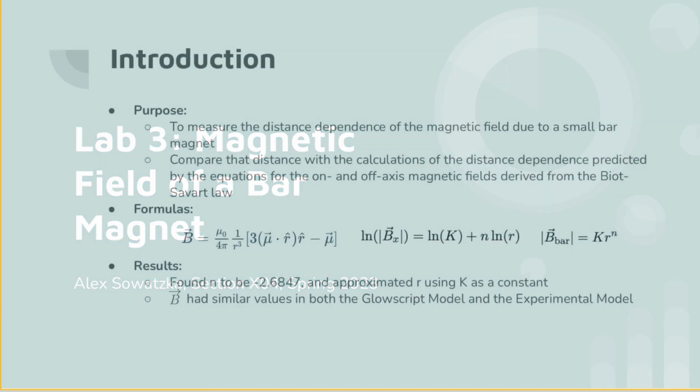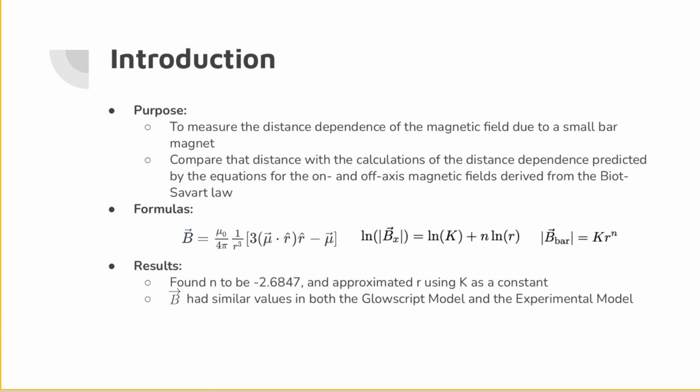The purpose of this lab is to measure the distance dependence of the magnetic field due to a small bar magnet, and then to compare that with the calculations of the distance dependence predicted by the equations of the on and off axis magnetic fields derived from the Biot-Savart law. For this lab, we will use the formulas of the Biot-Savart law and the natural log and the magnitude of the magnetic field of the bar.